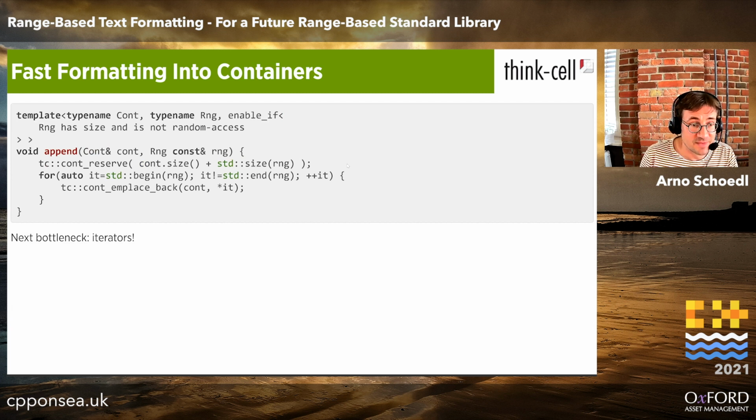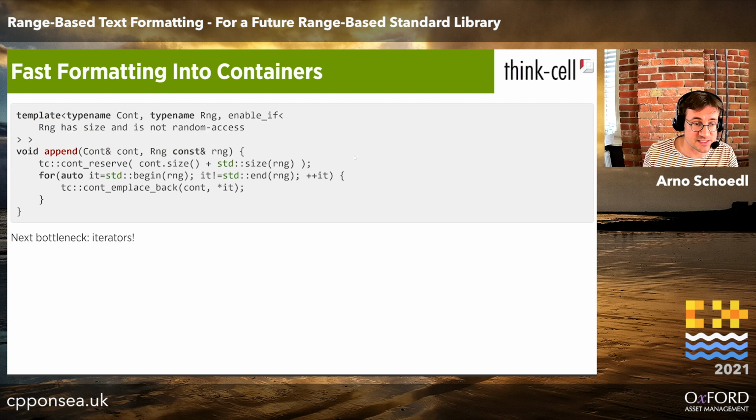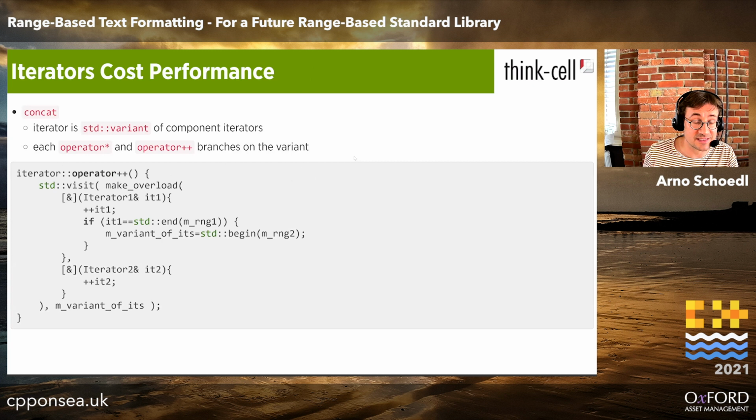Okay, let's say we have that. Now, the next problem that we will run into is that with that implementation, we actually need iterators for our ranges. And as you can imagine, it's not necessarily the fastest way of doing things. I'll give you an example where iterators are really, well, at least not as efficient as they could be. Let's take the concat, which will be used a lot in our string concatenation.